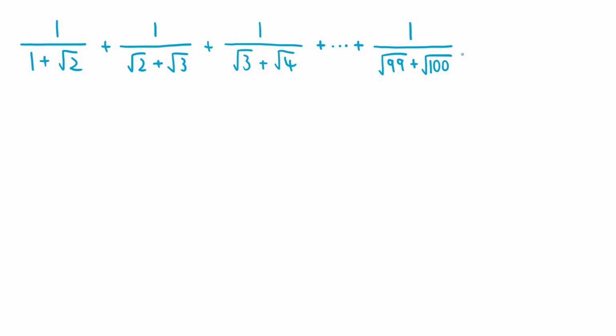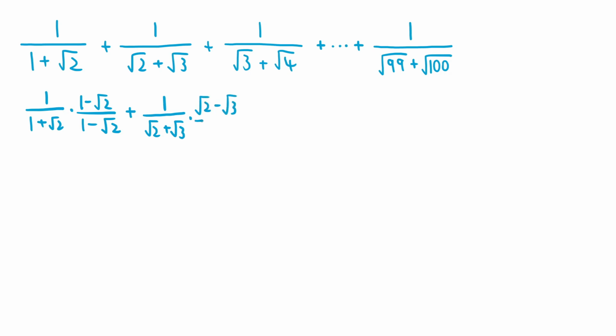The first thing we can do is rationalize the denominator for each term in the sum by multiplying both the numerator and denominator of each term by the conjugate of the denominator. The conjugate of 1 plus the square root of 2 is 1 minus the square root of 2. So we multiply the first term by 1 minus the square root of 2 over 1 minus the square root of 2. The conjugate of square root of 2 plus square root of 3 is square root of 2 minus the square root of 3. So we multiply the second term by square root of 2 minus square root of 3 over square root of 2 minus square root of 3, and so on. We should do this for all the terms in the sum.